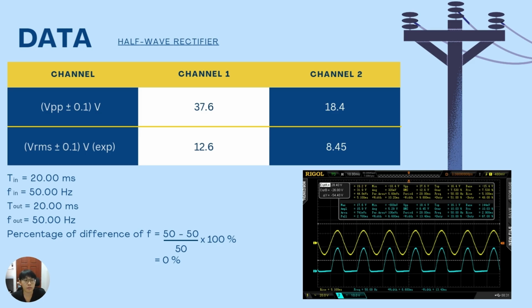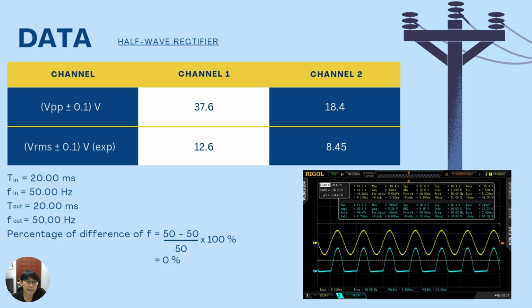And we saw that the VPP and the VRMS of channel 1 are higher than channel 2. This is because when you see the waveform from the oscilloscope, the input voltage, which is the yellow one, is a perfect sine wave. But for the blue one, the output, we only see half of the sine wave. That means the negative part of the signal is blocked by this circuit. That's why the V peak to peak is only half of the input.